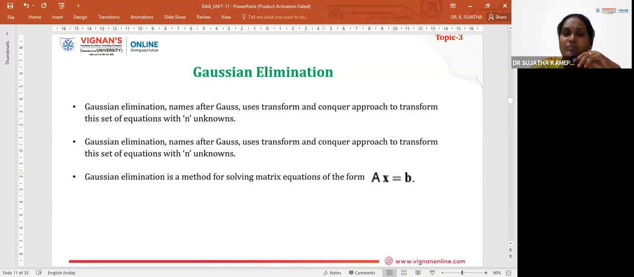Hi guys, welcome to today's session of design and analysis of algorithms. In this session, we are going to see an application of the transform and conquer algorithm design strategy. That application is Gaussian elimination.